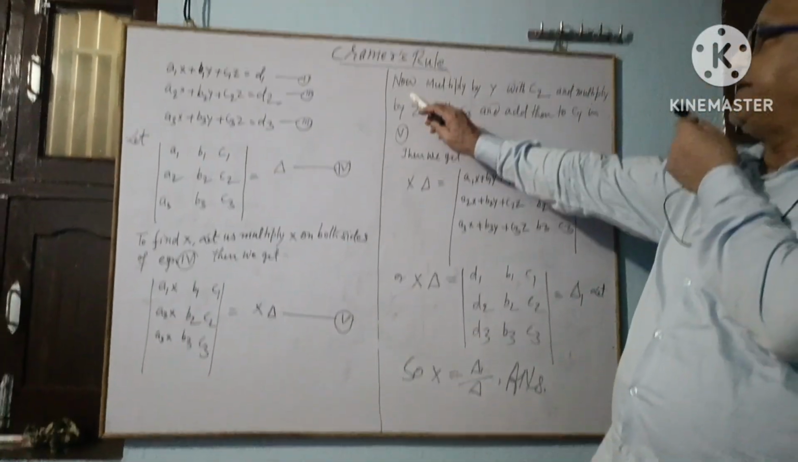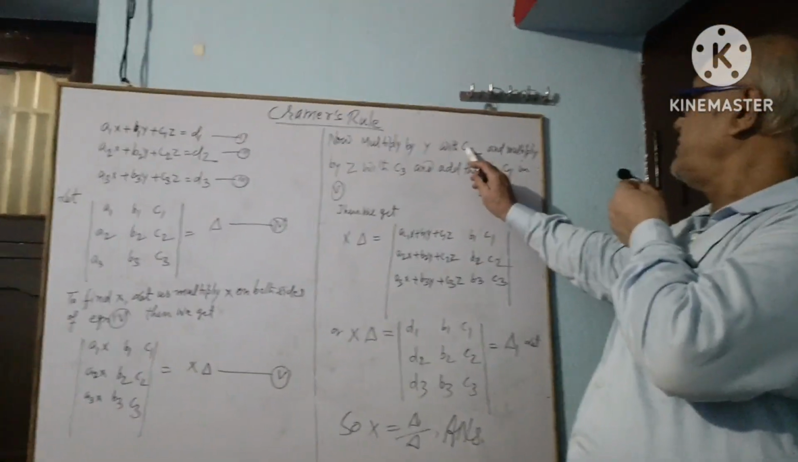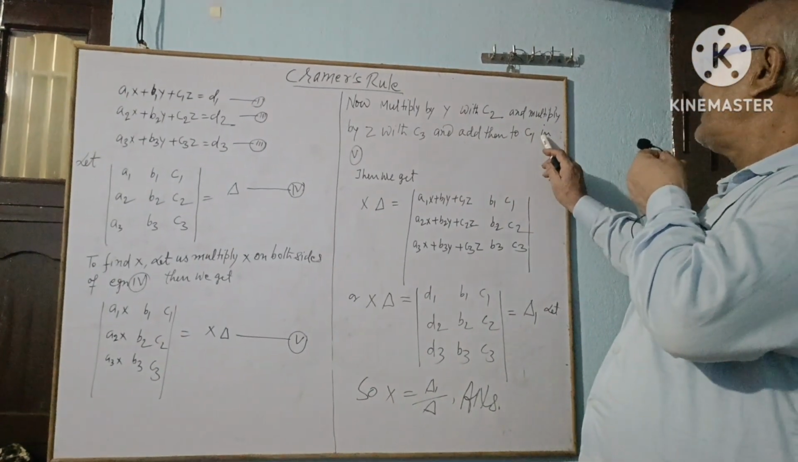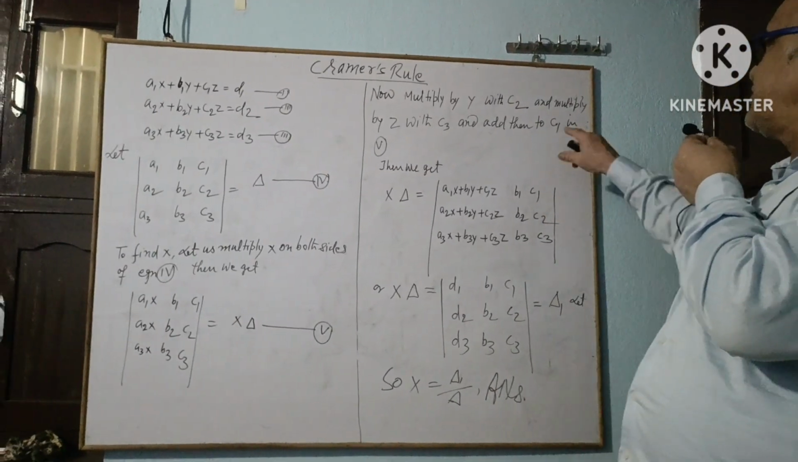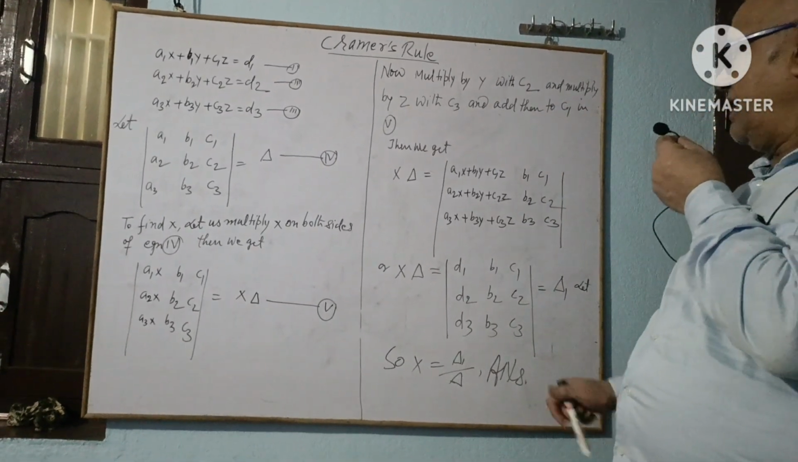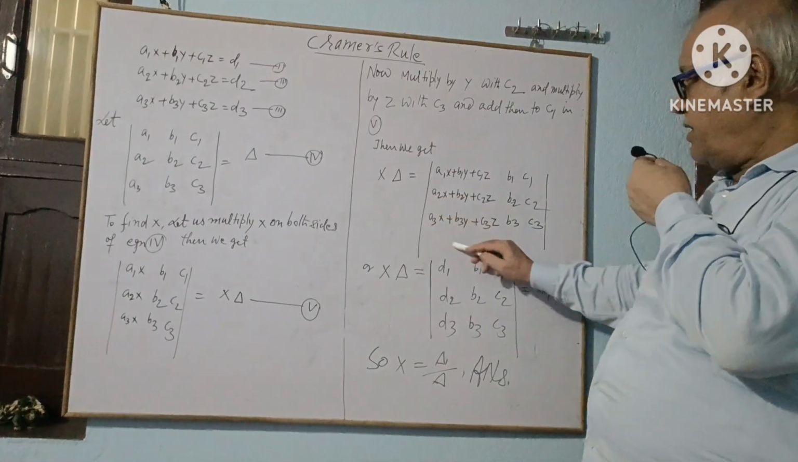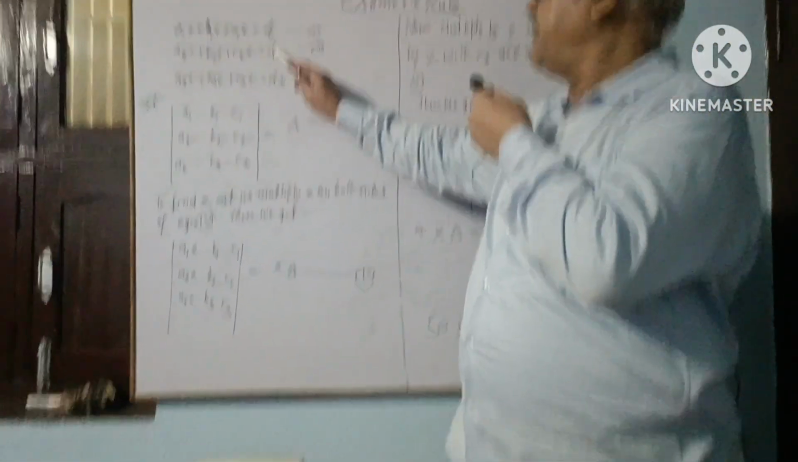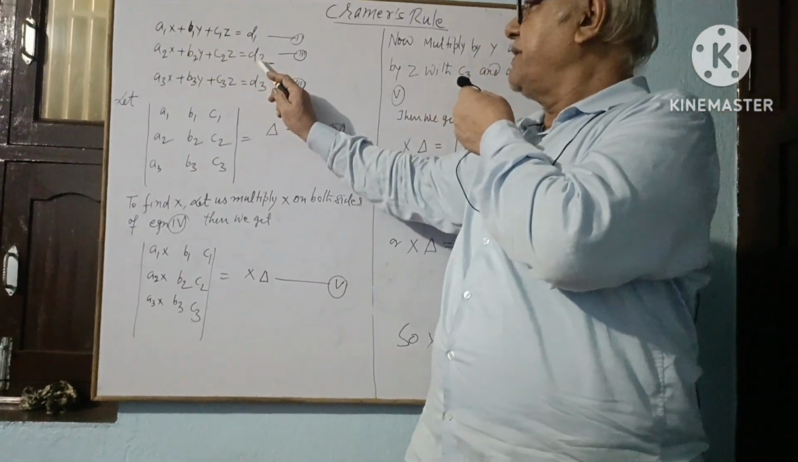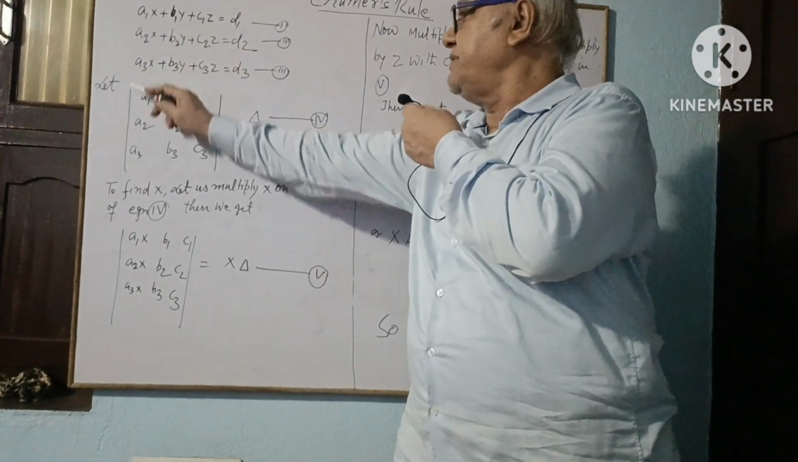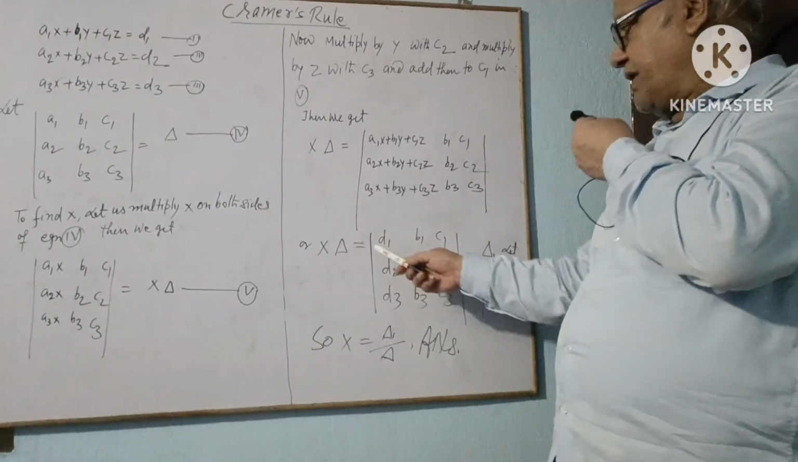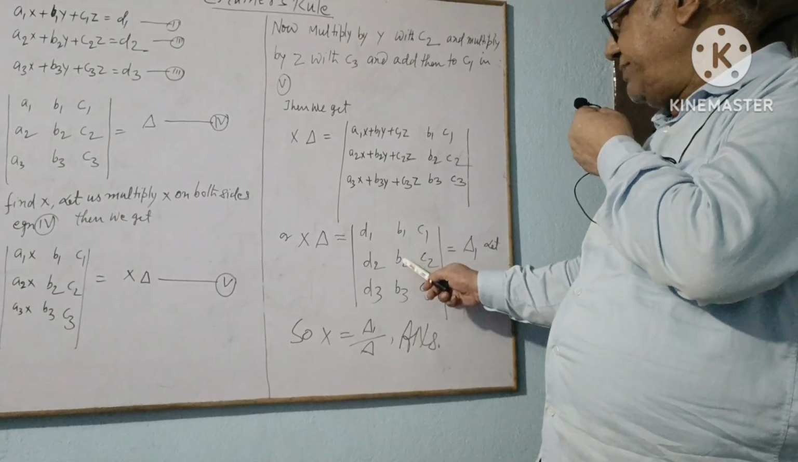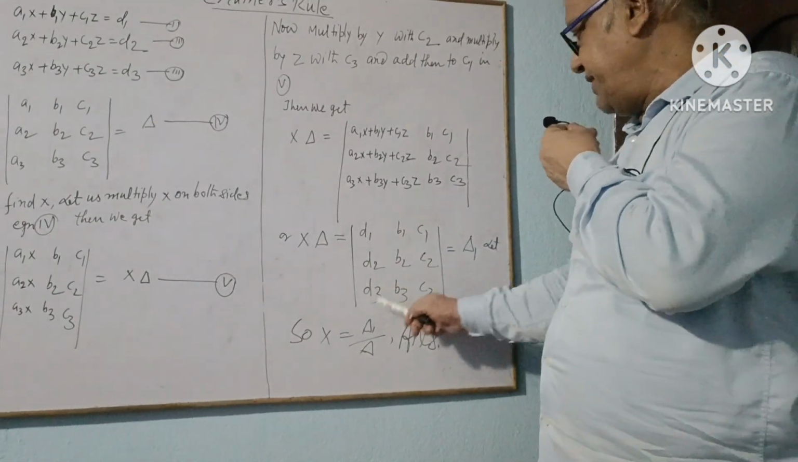And here I have mentioned to multiply by y the column c2 and multiply by z the column c3 and add them to c1. C1 means the first column. So this first column becomes d1, d2, d3. d1 is equal to this much, d2 is equal to this much, d3 is equal to this much. So x into delta is equal to the determinant d1, d2, d3, b1, b2, b3, c1, c2, c3.